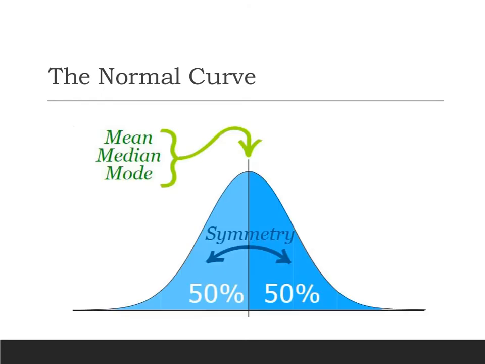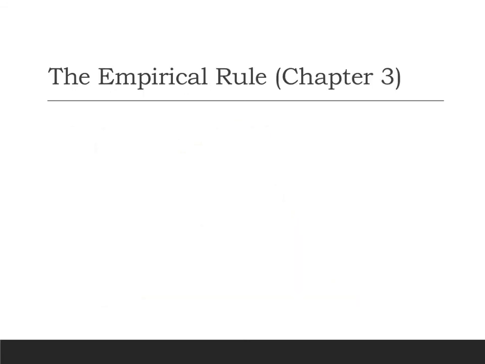The other thing is that it is symmetric, it is bell-shaped, and remember the mean, median, and mode all fall in the same place. Since the median and the mean are in the same place, 50% will be to the left, 50% will be to the right. So those are some things to remember about the normal curve.